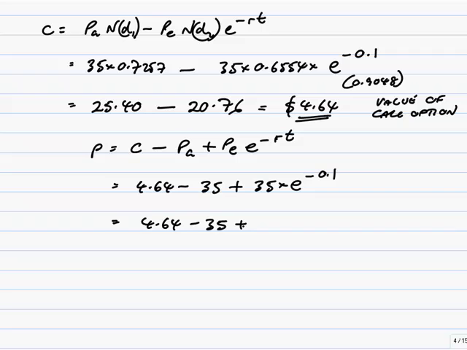Plus e to the minus 0.1, again 0.9048 times 35 is 31.67, which gives the put option $1.31. And there we are. Okay, that was example 4.